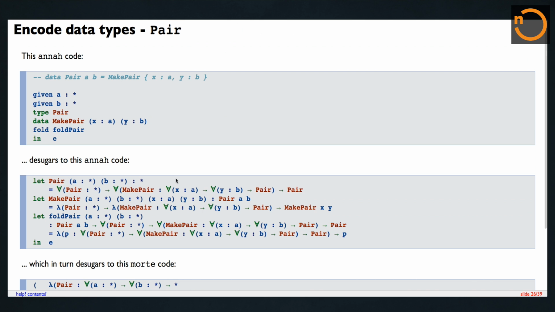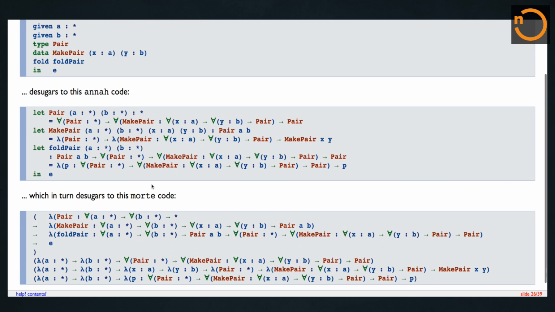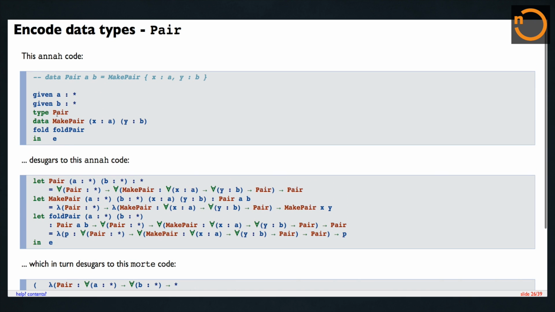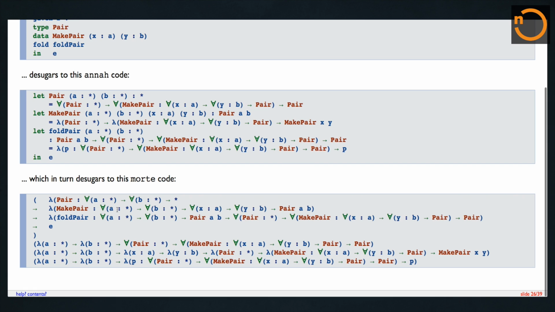You can encode records in the exact same way. So here's an example of a pair, a record with two fields in it. So it says this type pair has one constructor called makePair, and fields named x and y, and a pattern matching function called foldPair. And then that will, of course, generate the equivalent lambda calculus expressions, which I can now host on the network.